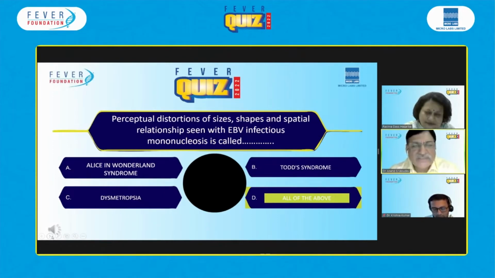EBV infections normally present with fever, sore throat, sometimes malaise, and generalized lymphadenopathy. The lymph nodes are enlarged, and that's why it's sometimes also called glandular fever. There are atypical lymphocytes, and hepatosplenomegaly is normally one of the signs present. And in this, there is a strange distortion of body or visual images of size and shape. That is why the name Alice in Wonderland has been given.